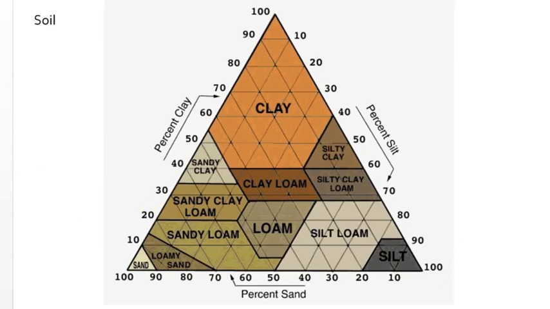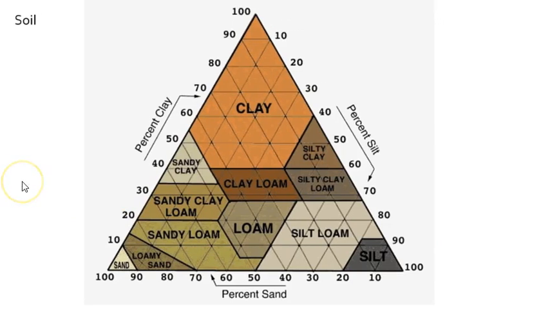This image shows how engineers classify the soils based on these three components. We have clay at the top, silt at the bottom right, and sand. Many soils are made up of a combination of them, and that's what we see here. So the percentage of silt, the percentage of sand, the percentage of clay, and then we have the mixes of each here.